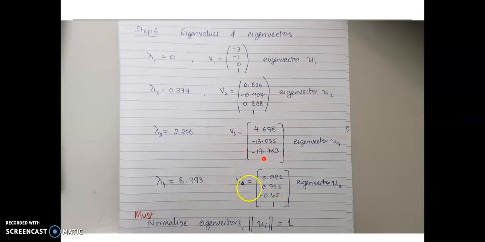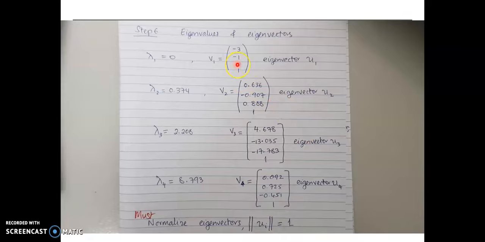Now, before we proceed further, we have to normalize the eigenvectors, v1 to v4. Normalizing the eigenvectors means that if we take the magnitude of the vector, it has to be 1. Then it is normalized.